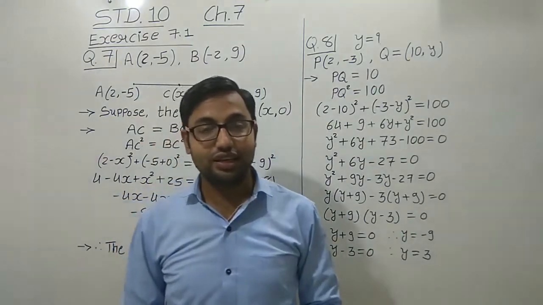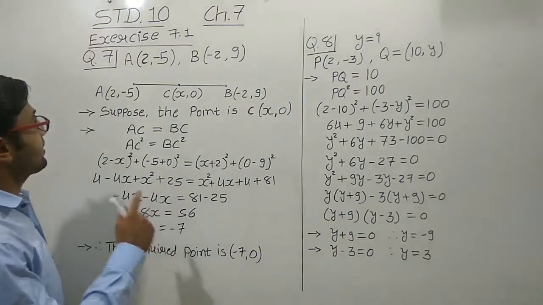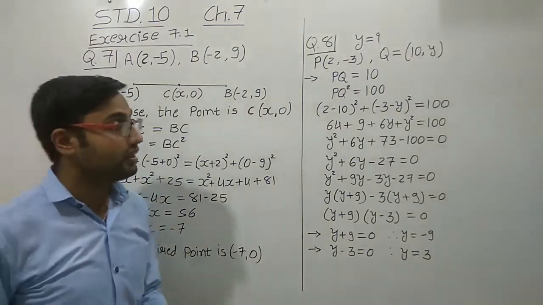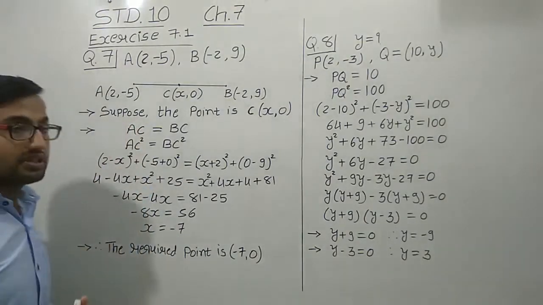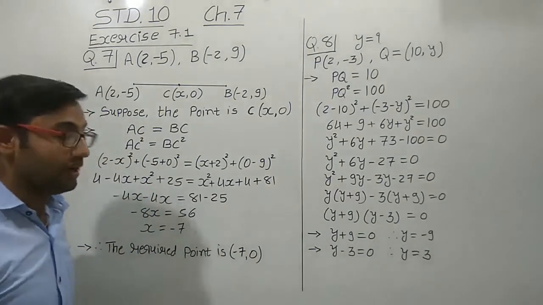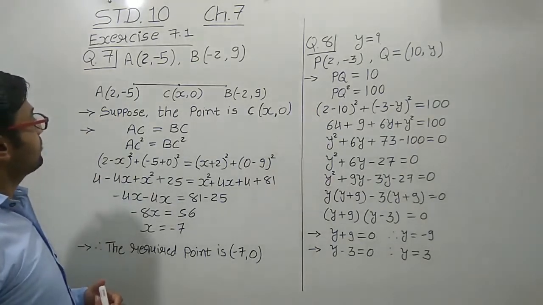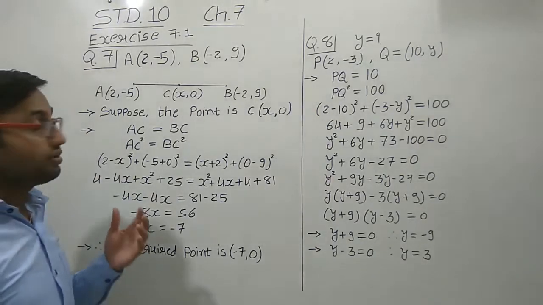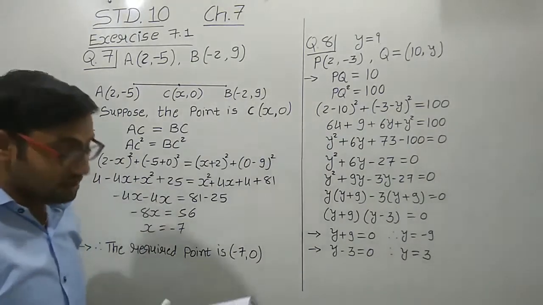Hello students, today we will continue our exercise, that is exercise 7.1. This is the exercise of standard 10, chapter number 7, coordinate geometry. So in this exercise we have studied up to question number 6. So now question number 7. And what is the question?